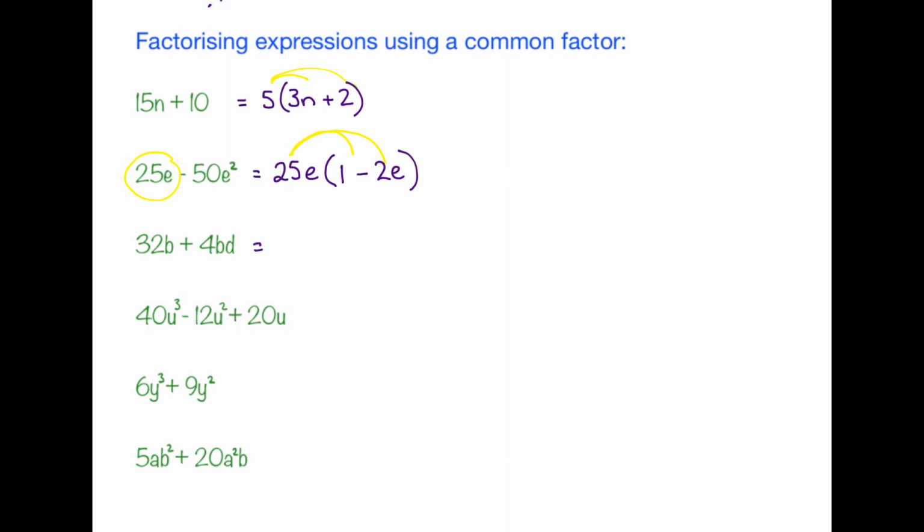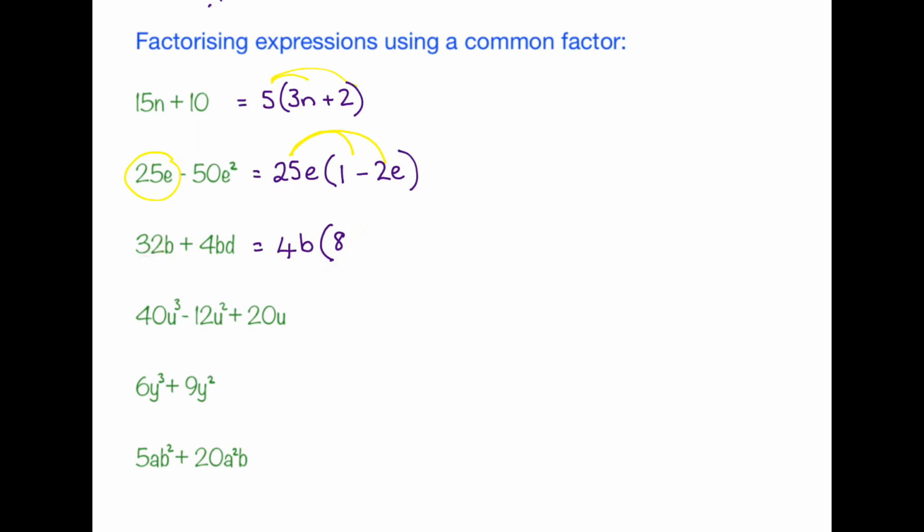So the highest common factor, look at the numbers first and then the letters. So the numbers, 32 and 4. The highest common factor there is 4. And if you look at the letters, there is a B in both terms, but there isn't a D, so we can't put D as a common factor. So 4B times whatever we're putting in here is equal to 32B. So 4 times 8 is 32. So 4B times 8 is 32B.